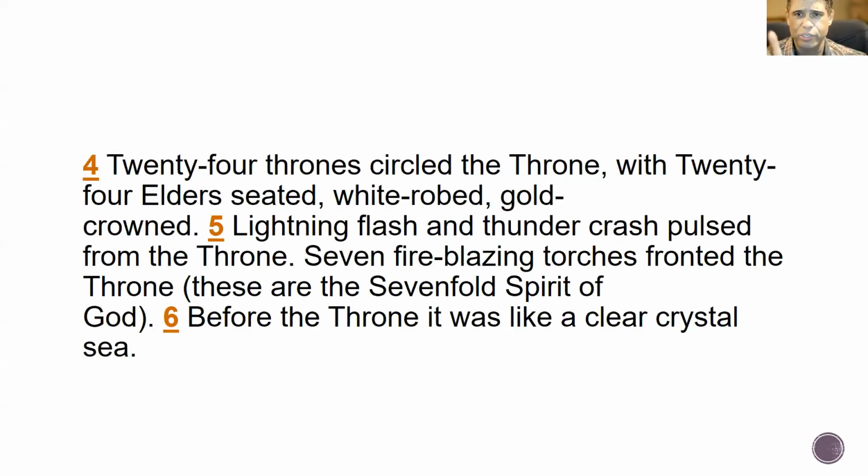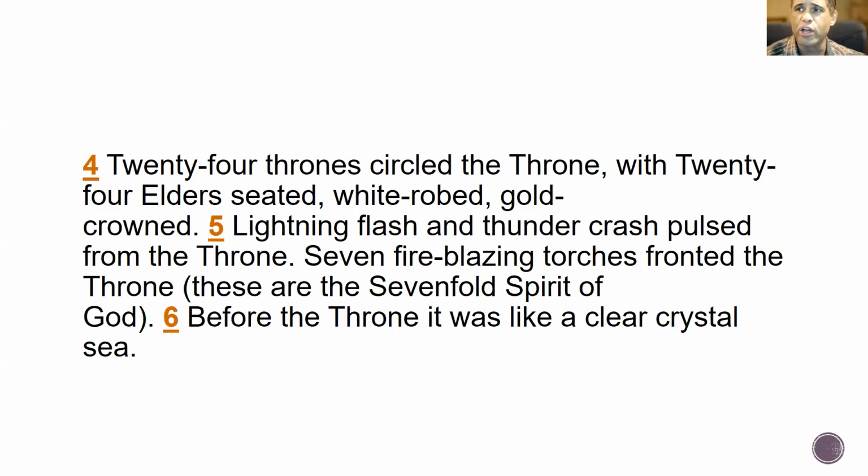Now, in addition to this God figure seated on a throne with these lights and lightnings going on, 24 elders, 24 thrones circle the throne, with 24 elders seated, white-robed, gold-crowned. So we've got these 24 humans. Well, they're called elders. We don't know who they are. These are probably the greatest of all the people of God throughout history. There's 24 of them, and probably 12 on each side, okay?